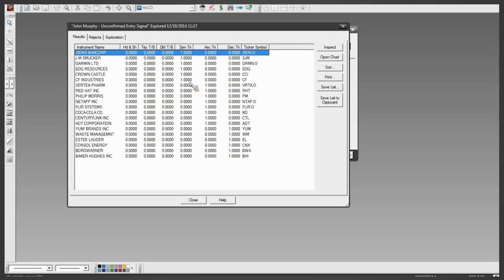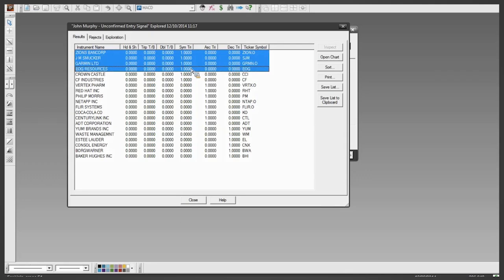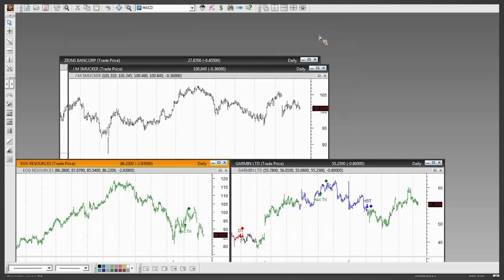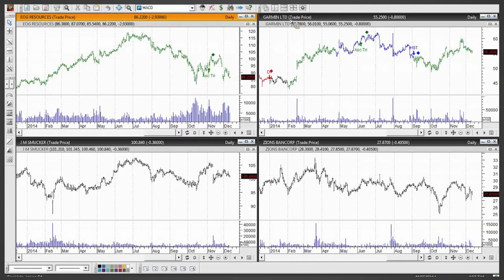So we had these instruments, and let's just take, let's say, 4 of them. So I'm going to highlight 4 of these instruments, and let's take a look at how we did. So we're going to go ahead and open a chart of these 4 instruments.